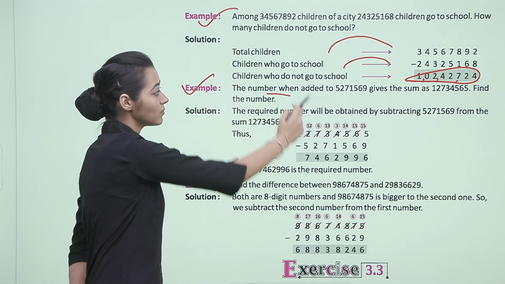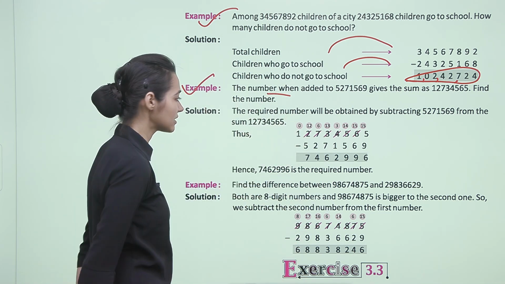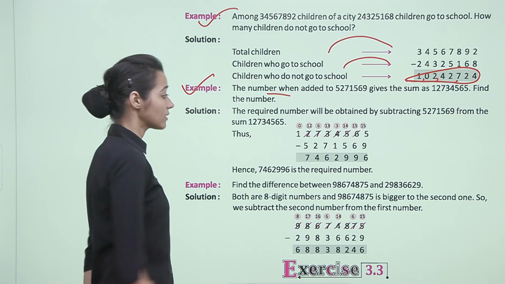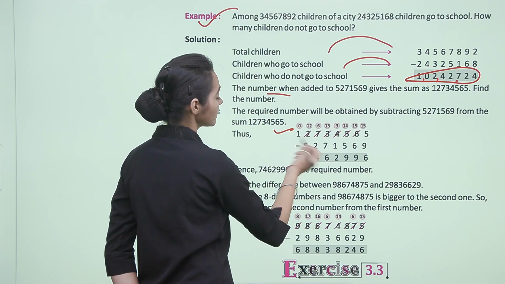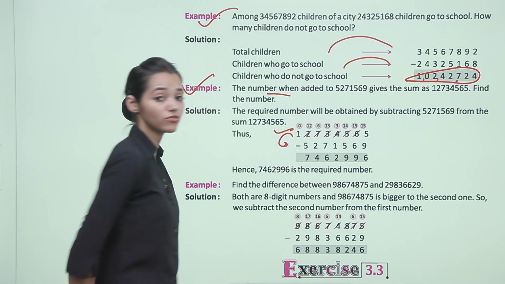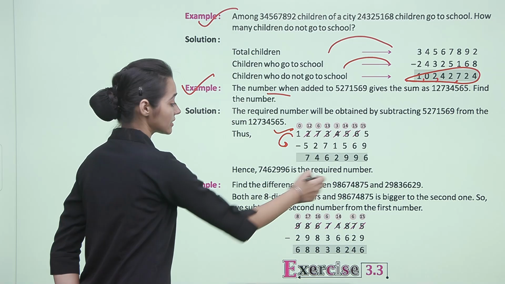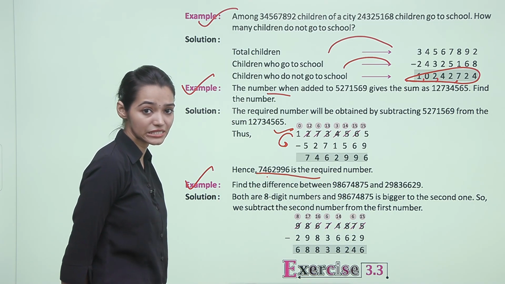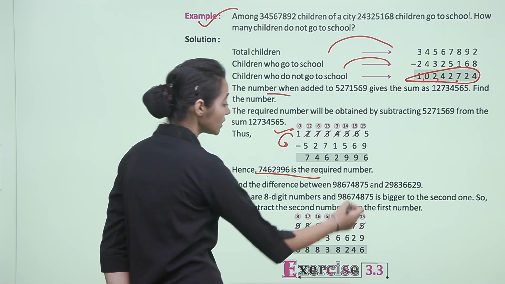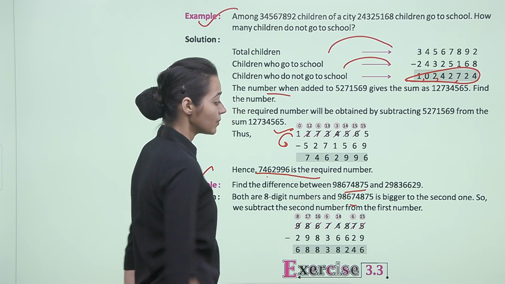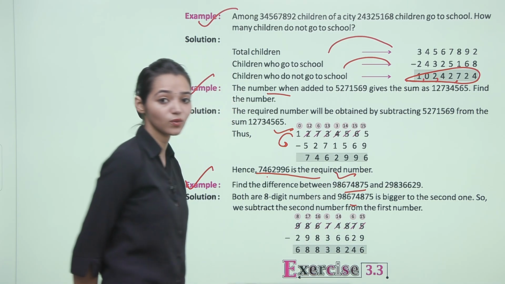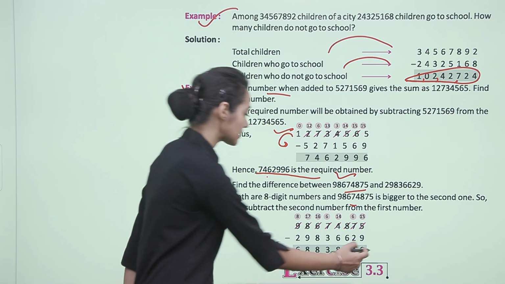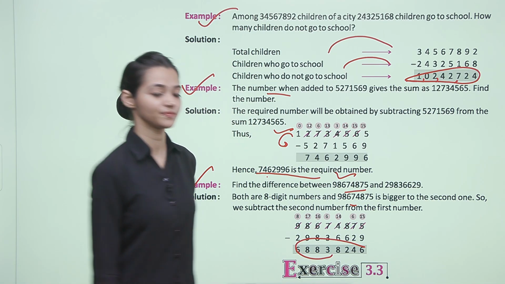Similarly, in the second one, what number when added to this gives the sum as this one? We have to find the number. That means we will subtract the given number from the total number, and this is our required number. Now in the next one, we have to find the difference between these numbers. We know that both are 8-digit numbers. The bigger one is the one starting with 9. So when we find the difference, this is our answer.